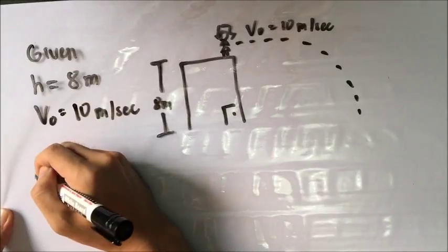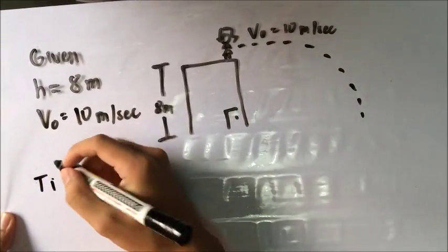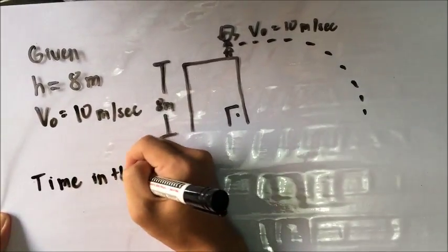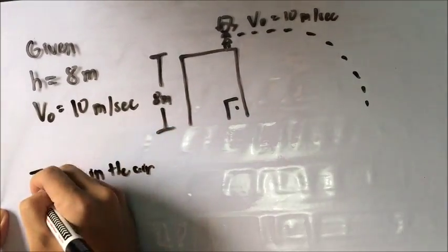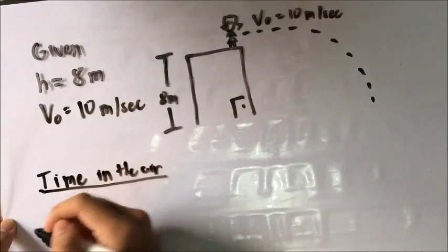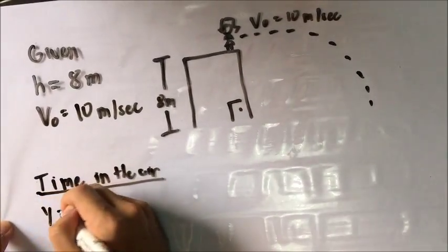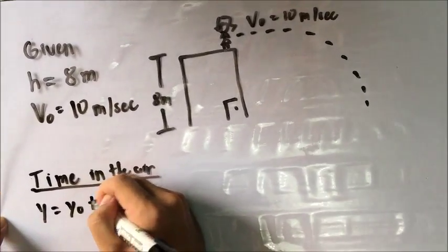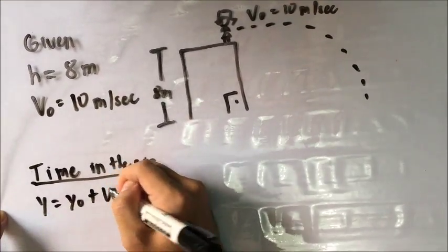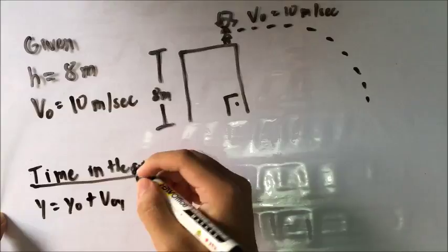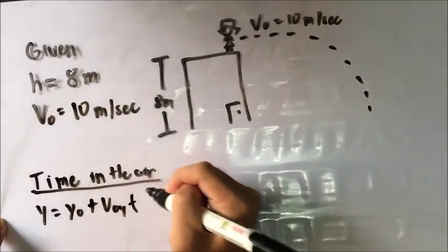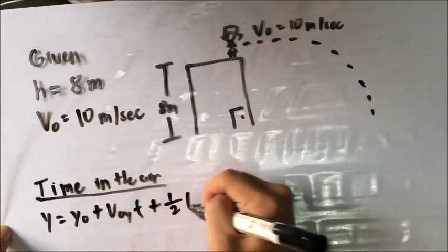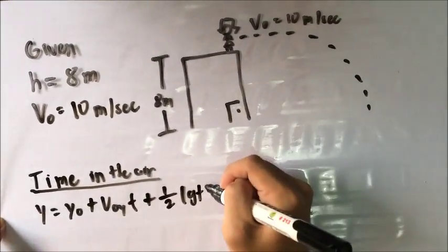We need to get the time first, the time the object is in the air. We need to use the formula y is equal to y sub 0 plus initial velocity of y times t plus 1/2 gt squared.